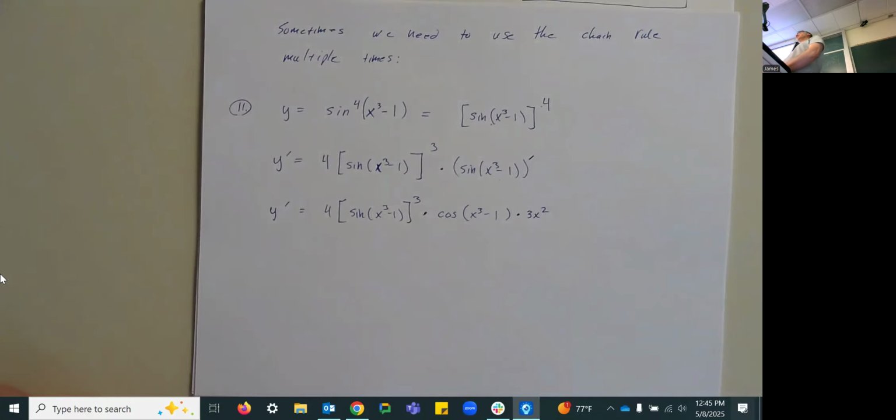And technically you can do it as many times as you need to, right? You could have 6 chain rules in a row if you really had to. However many nested functions you have, that's how many times you have to use the chain rule. And you always just keep multiplying by the derivative of the inside functions.